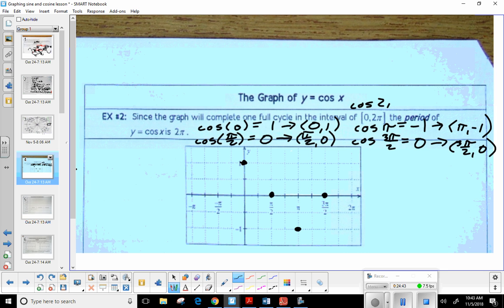So cosine of 2 pi. Okay. Christian, what do you think? Yeah, because this is where it starts to repeat. So cosine of 2 pi should be the exact same as the cosine of 0 because they're, what's the word I'm looking for? Coterminal. Okay. So this is 1, which gives me the ordered pair 2 pi, 1. It's a Monday.